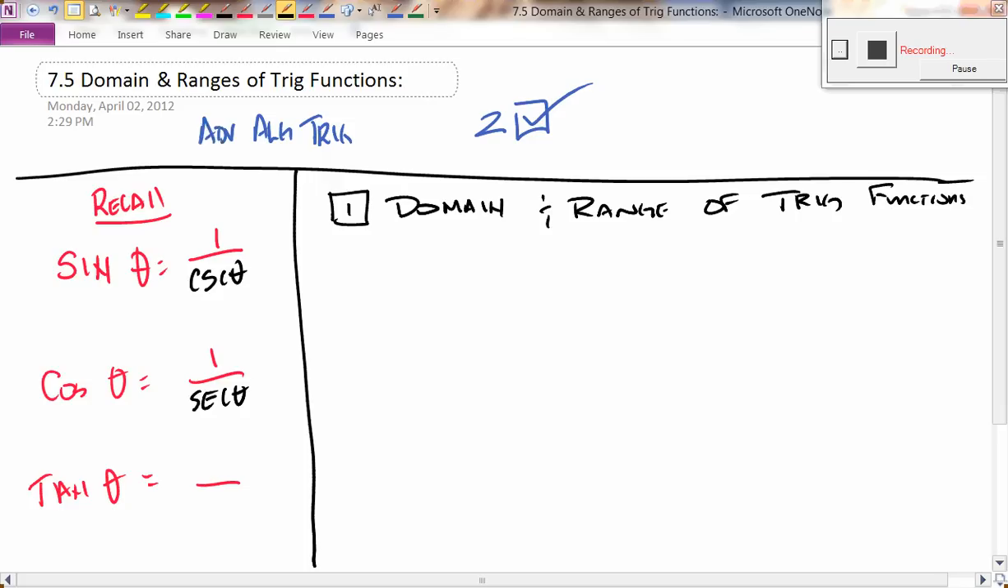And tangent is sine over cosine. Sine theta over the cosine of theta. Good. Beautiful work. Okay. I'm going to come back to that in just a second.